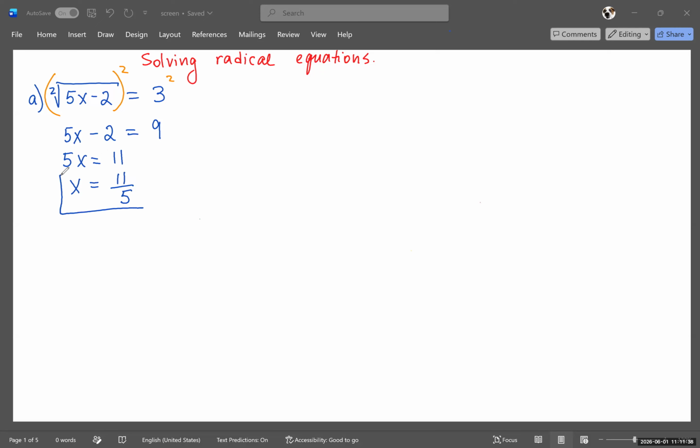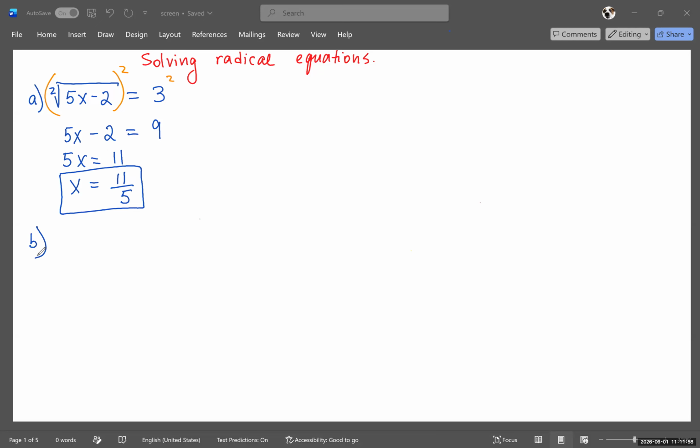Technically, you are supposed to check these because they can have extraneous solutions. I will not check every single problem, but technically you are supposed to plug 11 over 5 back into the original equation and see if it works out.